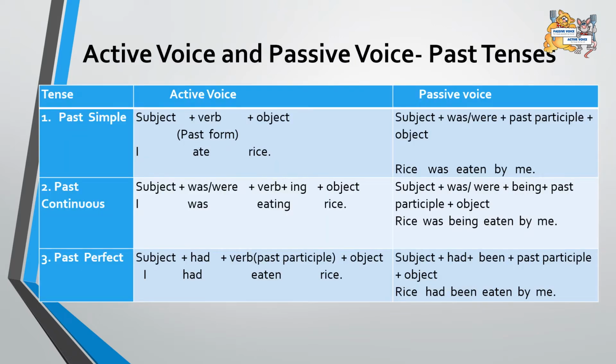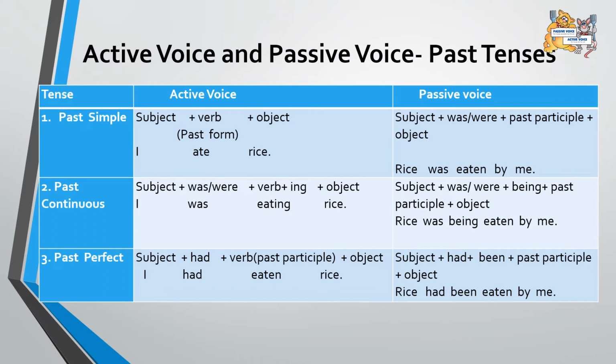Children, now you are going to learn how to turn the active voice sentences in past tenses into passive voice. Here we focus on past simple tense, past continuous tense and past perfect tense. The passive voice formula of past simple tense is subject plus was/were plus the past participle form of the main verb plus the object.